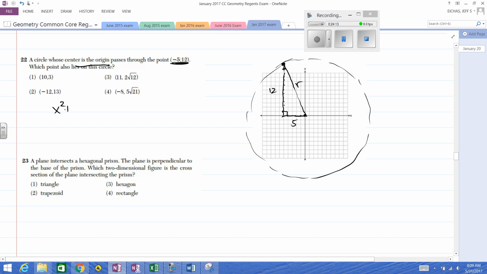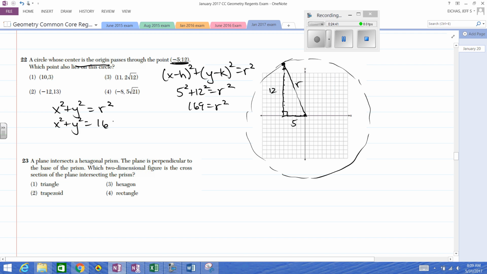You could write the equation of this circle because the center is 0, 0, right? If this is your center radius format, center 0, 0, you're going to have that. Now we're going to find r from this. Pythagorean theorem: 5 squared plus 12 squared equals r squared. And so we can just put that right there. So that's r squared. No sense in square rooting and then squaring again.